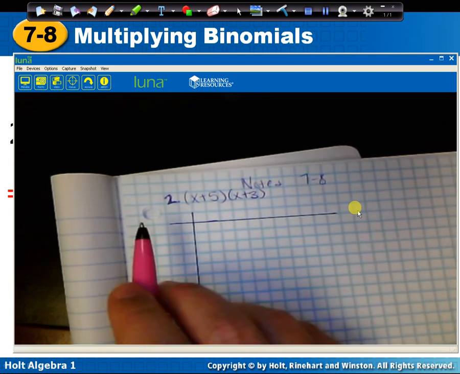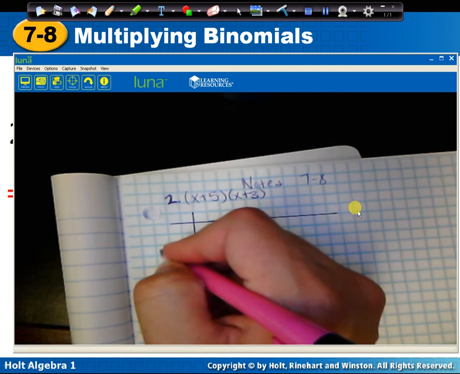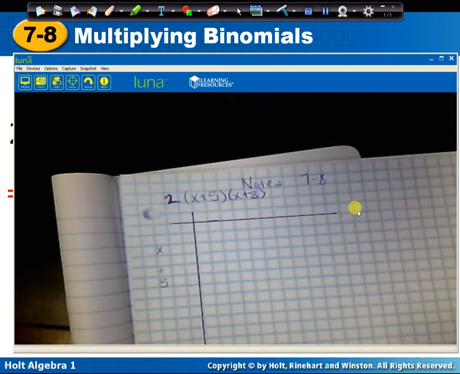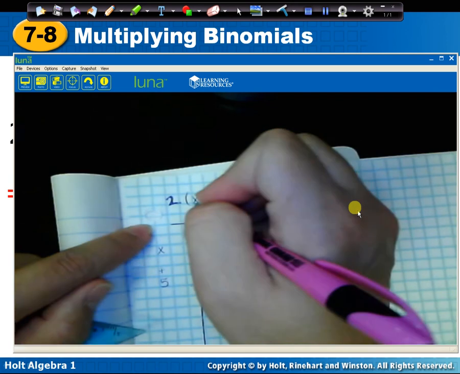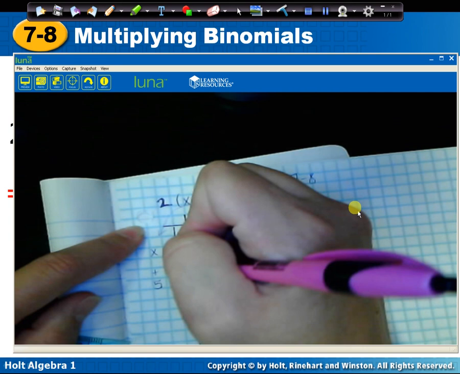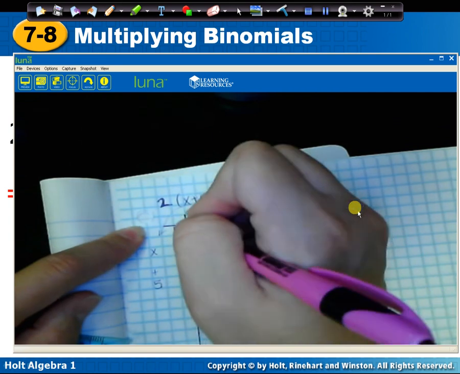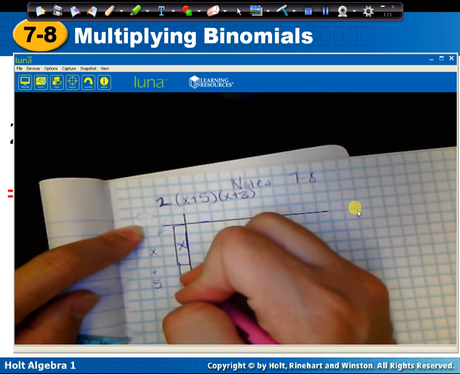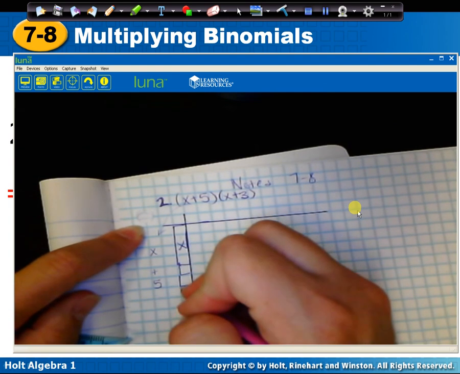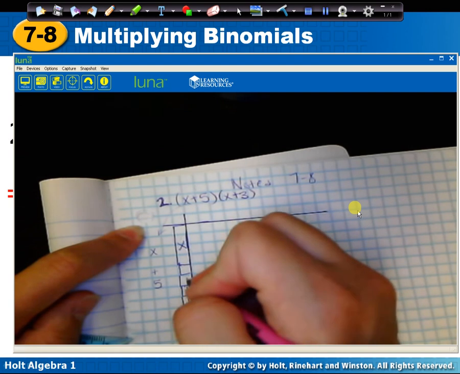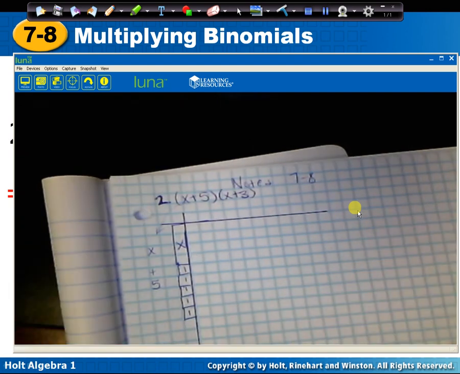So on this side, I'm going to put my x plus 5. That's my x plus 5 right here. I'm going to show that by drawing an x. My x piece is here, and then I'm going to have 5 unit pieces. 1, 2, 3, 4, 5. Go ahead and get that down on that side of the bar.